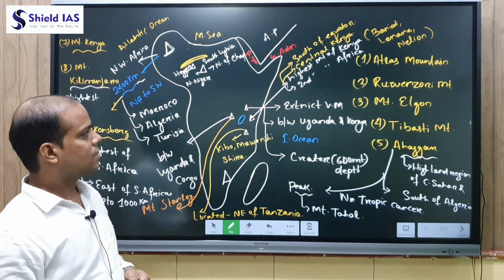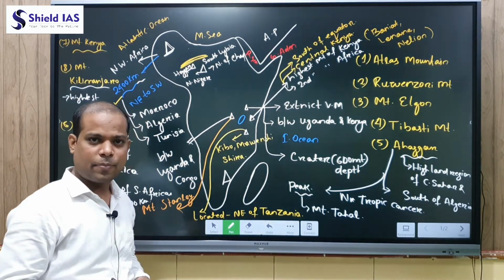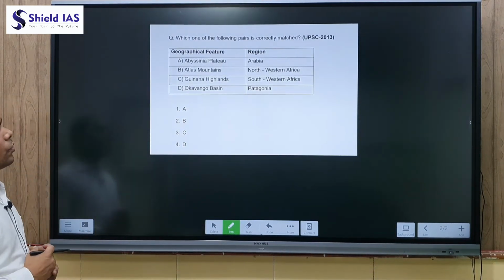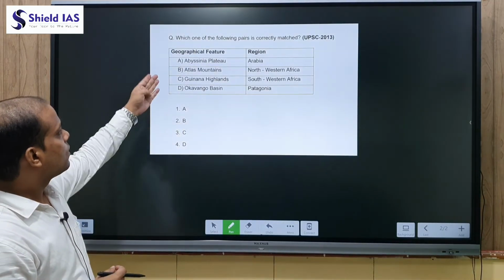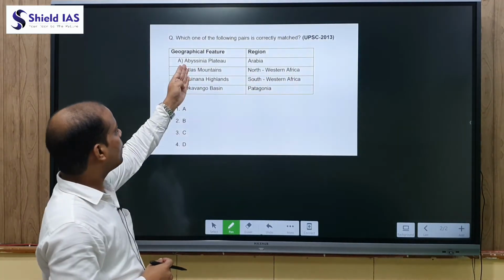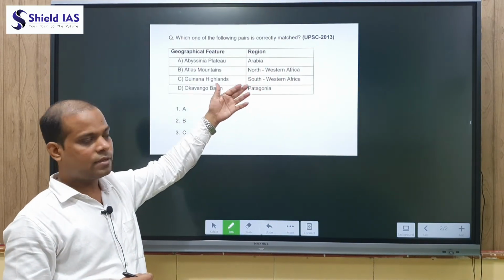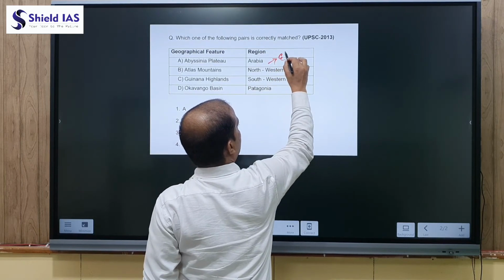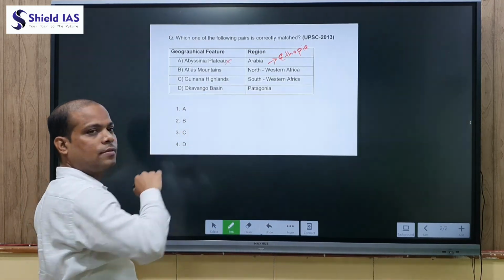So after discussing all mountains, let's have a question for practice which was asked by UPSC in prelims 2013. The question says: which one of the following pairs is correctly matched? In the left column we have geographical features and on the right side region. Option A, Abyssinia Plateau, is it in Arabia or somewhere else? Abyssinia Plateau is not in Arabia, it is located in Ethiopia. So this option is incorrect.